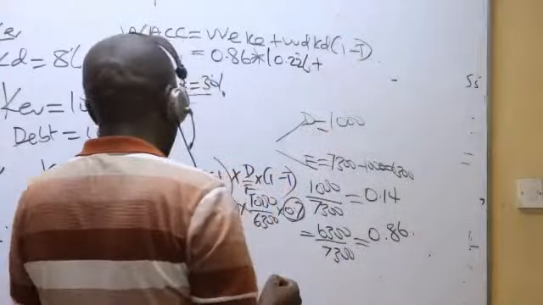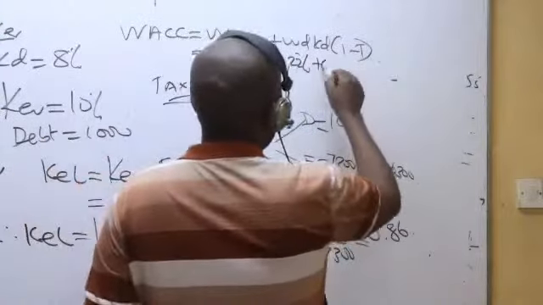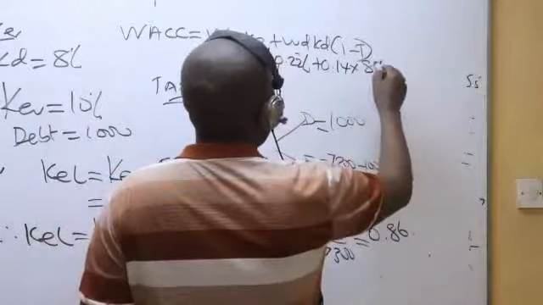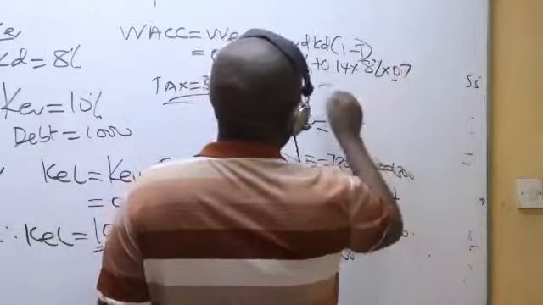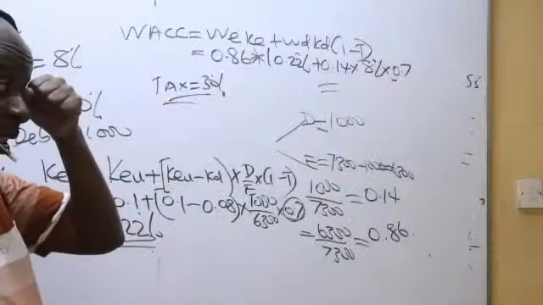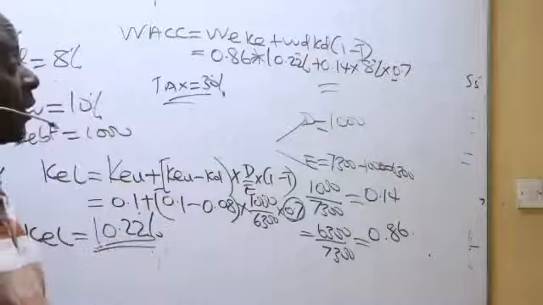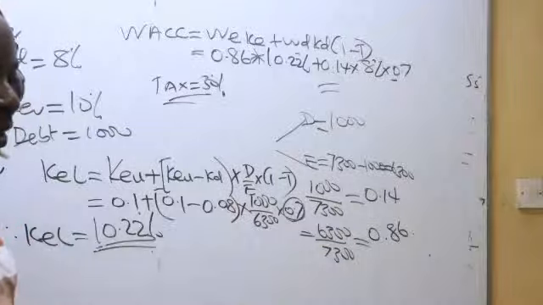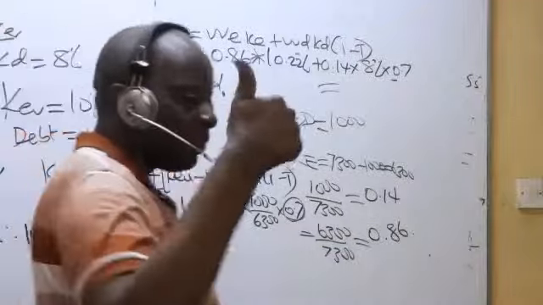Plus weight of debt, 0.14 times cost of debt. Cost of debt is 8% times 0.7. So somebody should be able to give me the final answer of the WACC. I'm being told it's 9.57, 9.56.